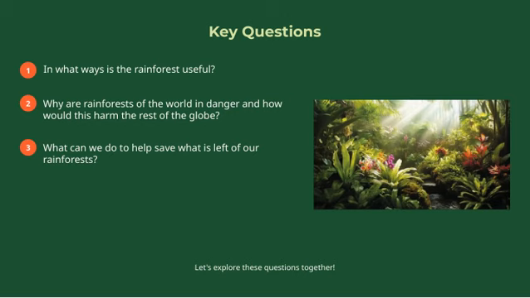Next, we need to consider why rainforests of the world are in danger and how this threatens us all. Deforestation, agriculture, and urbanization are major threats that not only destroy these vital ecosystems, but also contribute to climate change, which affects everyone, everywhere. Finally, what can we do to help save what remains of our rainforests? There are actions we can all take, from supporting conservation efforts to making sustainable choices in our daily lives. So, let's explore these questions together and see how we can make a difference.